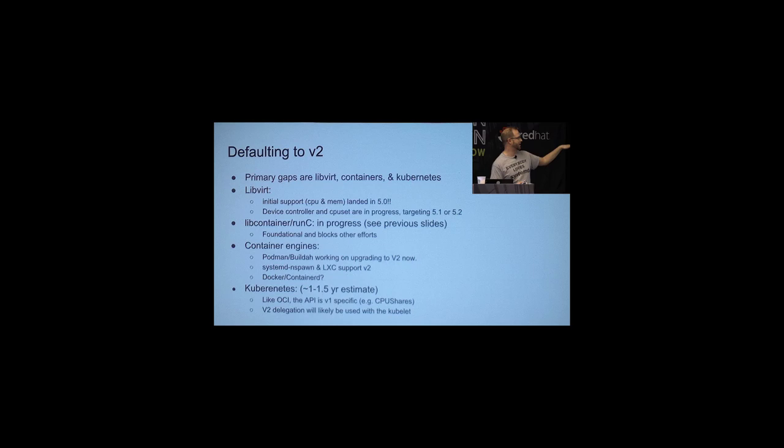So when we look at where v2 adoption is at on the virt side, we're actually sitting pretty good. They've already done, at least with the libvirt and KVM stack, version 5 has support for the memory and cgroup controller, which are two of the most common ones that you use on the virt side. The rest are targeted for 5.1 or 5.2, so virt is clear to move over to v2.